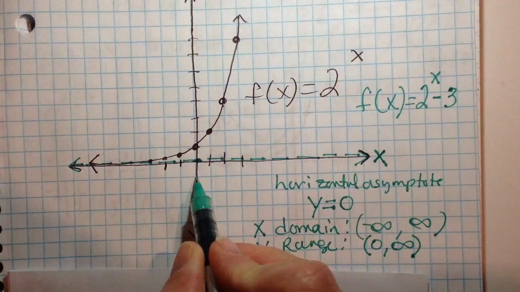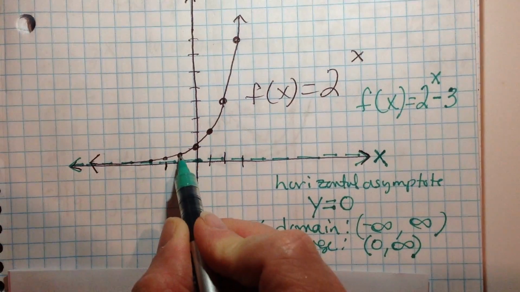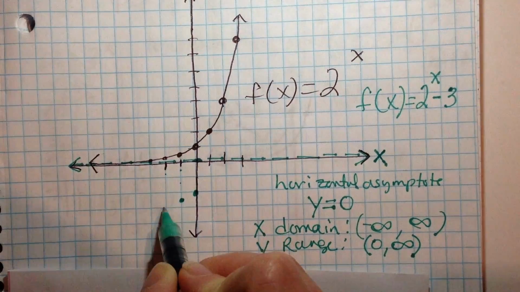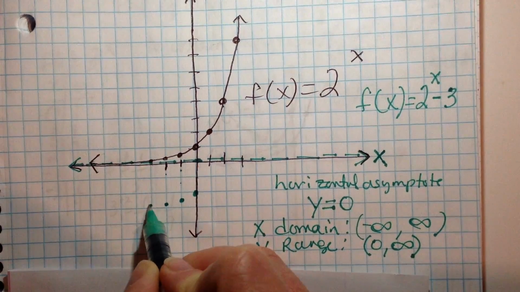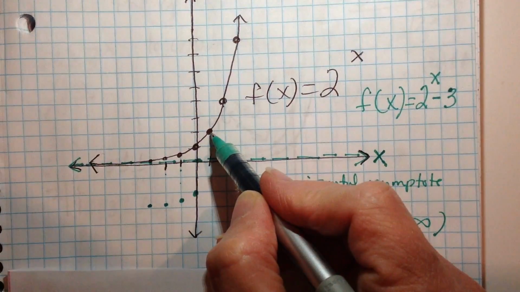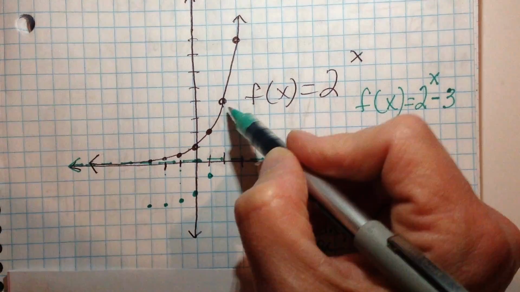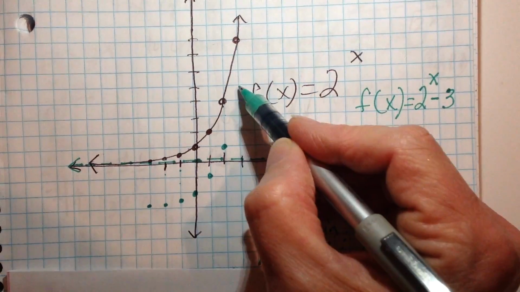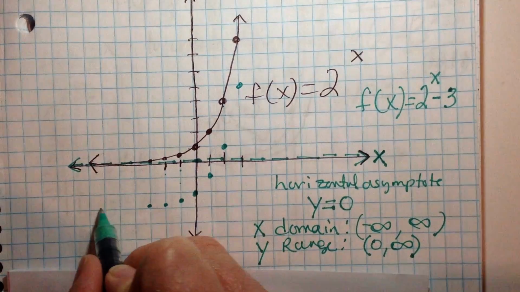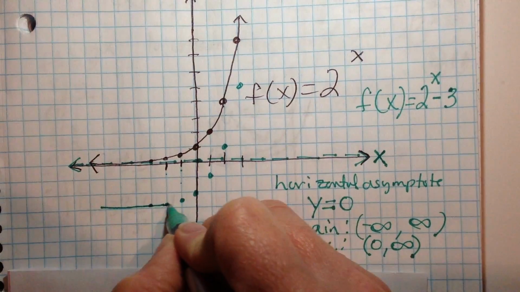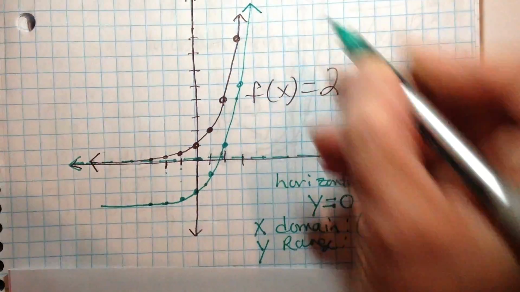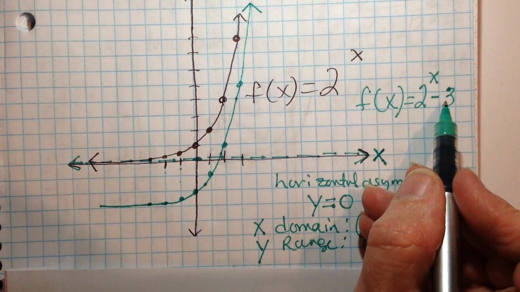Coming down 3. 1, 2, 3. Moving this point down 3. 1, 2, 3. This one down 3. 1, 2, 3. Getting closer and closer. This one down 3. 1, 2, 3. So here I have this graph of the translation of a vertical shift down 3.